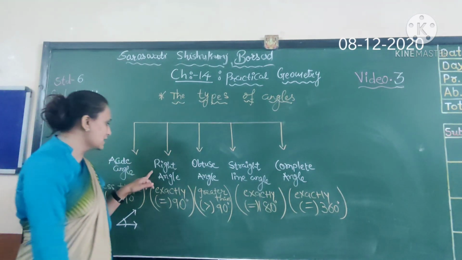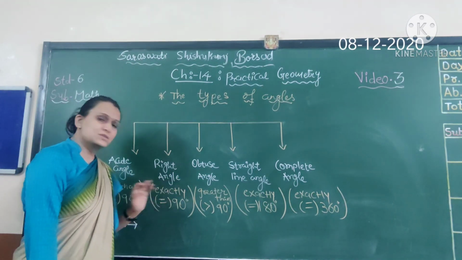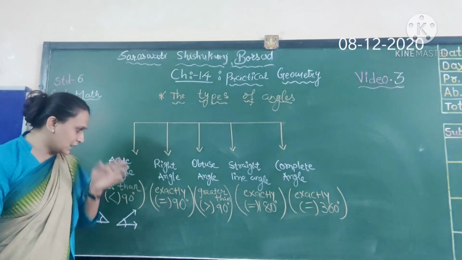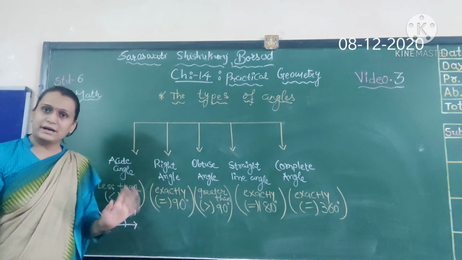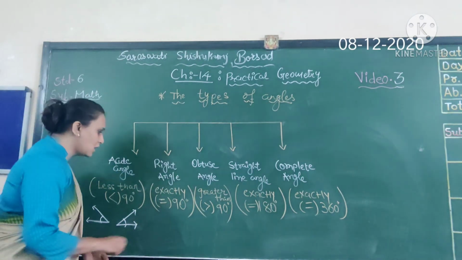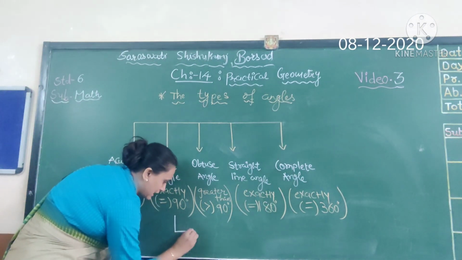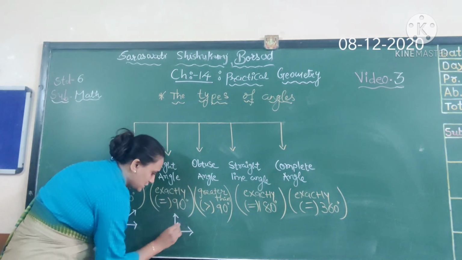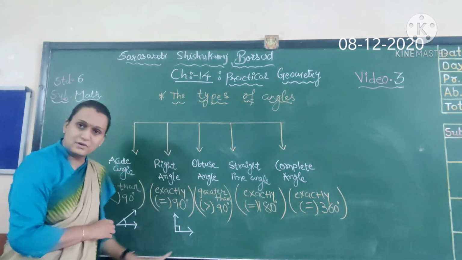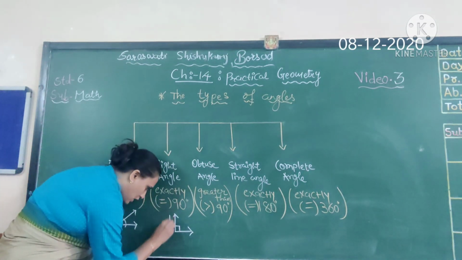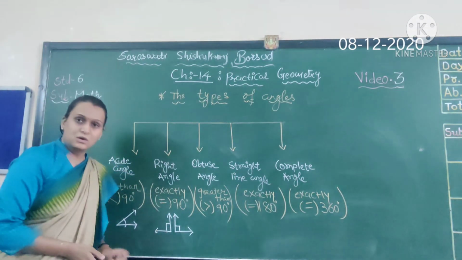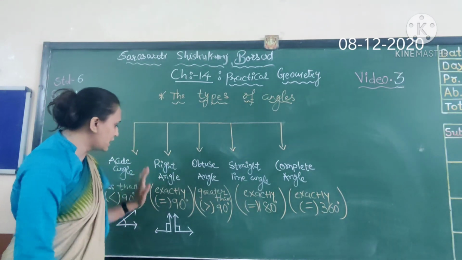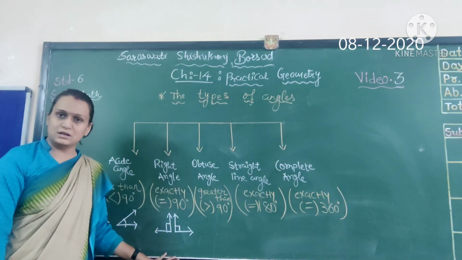In the same way, second is right angle. So right angle is exactly a straight line angle here like this. Exactly the measurement is 90 degree. Right angle is a fixed angle, the measure of a right angle is compulsorily 90 degree. Like this you can see here. This is right angle, okay? You can say that this is also right angle, okay? So the measure of right angle is always 90 degree.